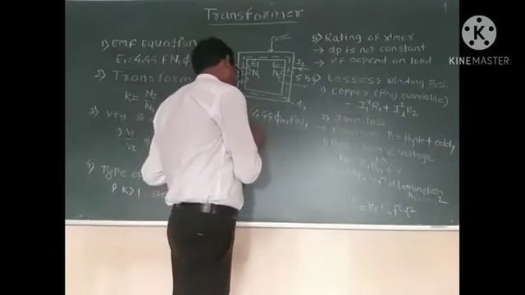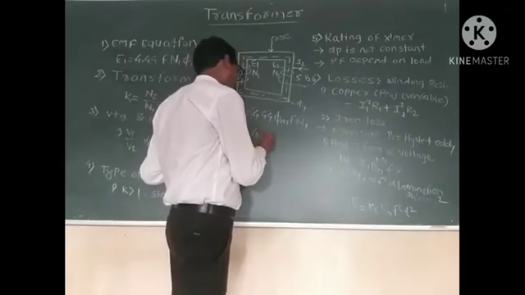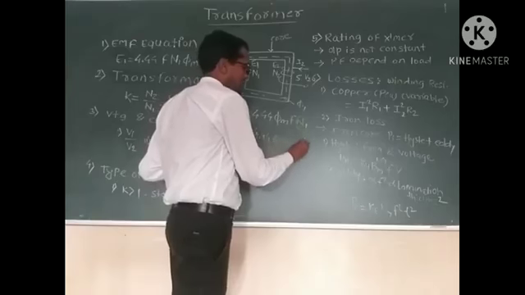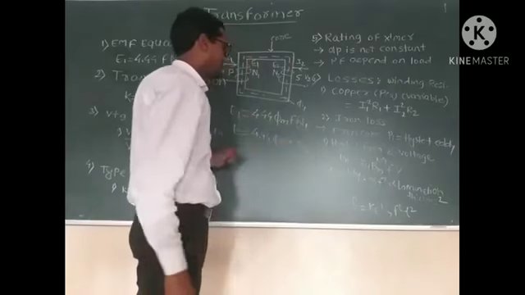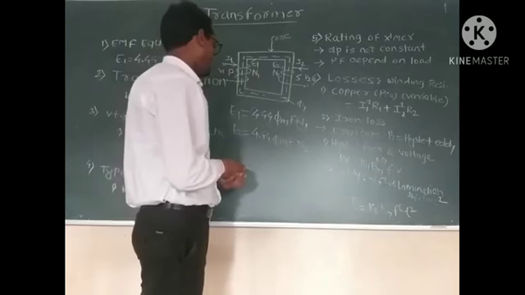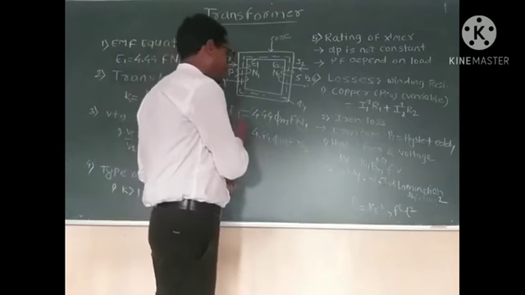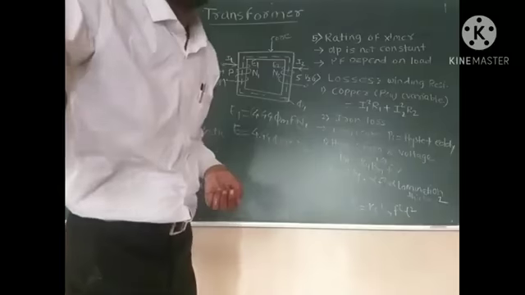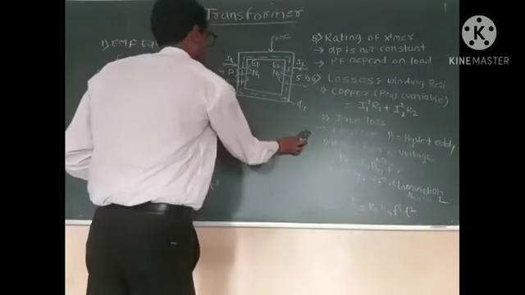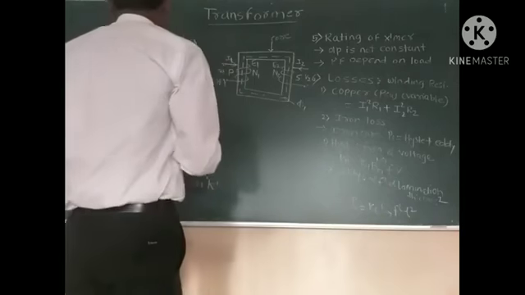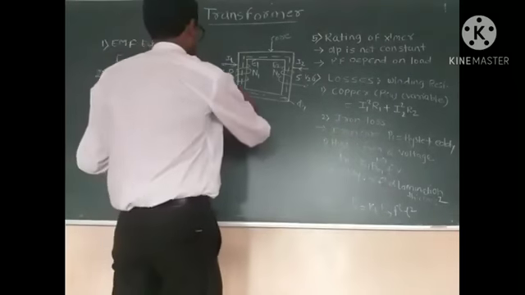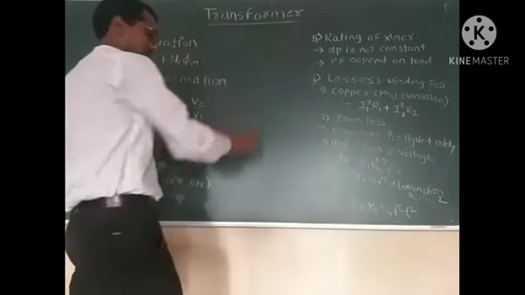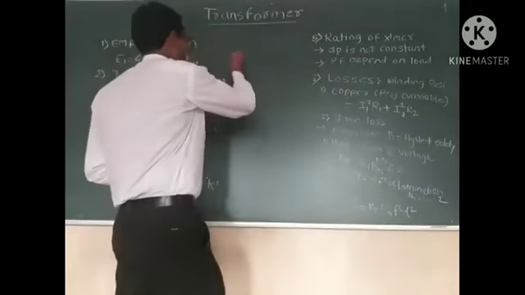So here we write E2 = 4.44 f phi m N2, and instead of N1 we write N2, the number of turns of the secondary winding. This is the EMF equation of the primary as well as the secondary winding. After that, we have to take the definition of transformation ratio. First of all, the transformation ratio is denoted by capital K.